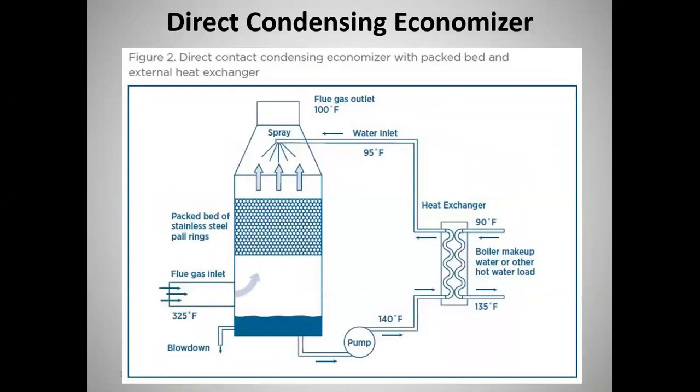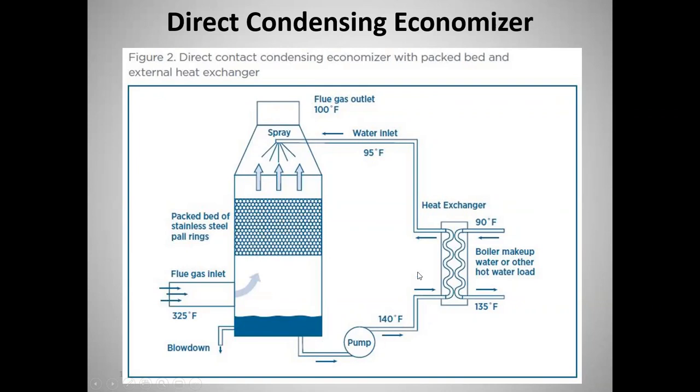Here's a direct contact. So here, what we have is our flue gas inlet temperature, and it's just going to flow upward through a packed bed. Could be ceramic or stainless steel, ball bearings, something like that. And that's a heat transfer mechanism. So we've got a heat source coming up through here. We've got a little circulation loop over here.